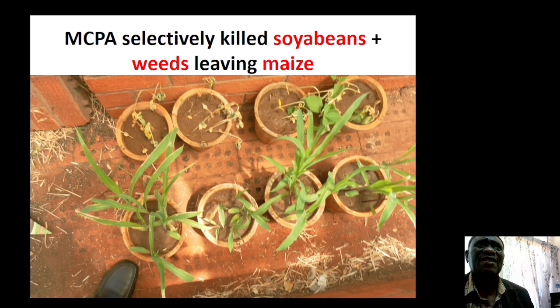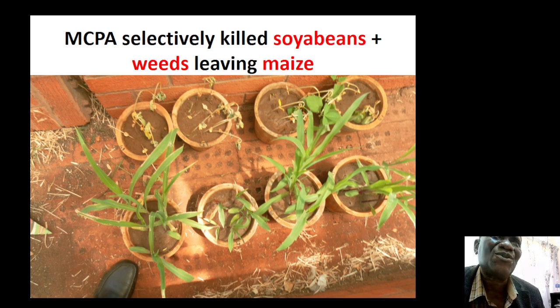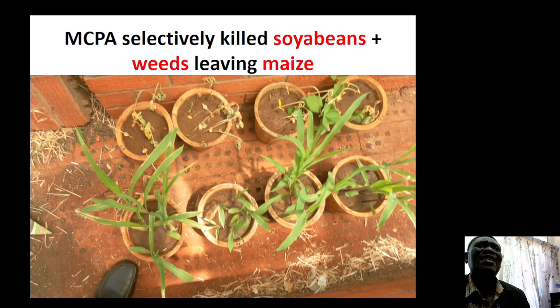Well, on selectivity, we are saying you can apply the herbicide. It can kill some plants, leaving other plants alive. In this case, where MCPA was applied, it could kill soybean and other weeds, leaving maize. This is it. So we've actually finished on herbicide selectivity. I'll stop here.